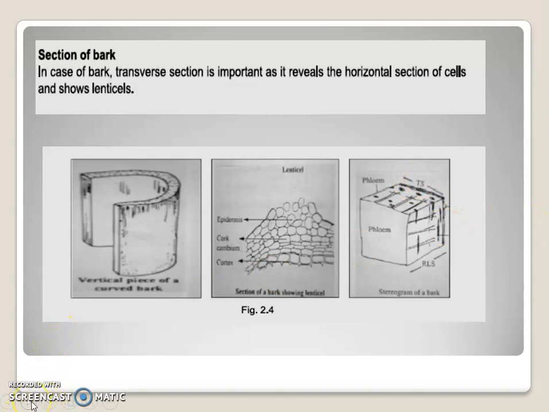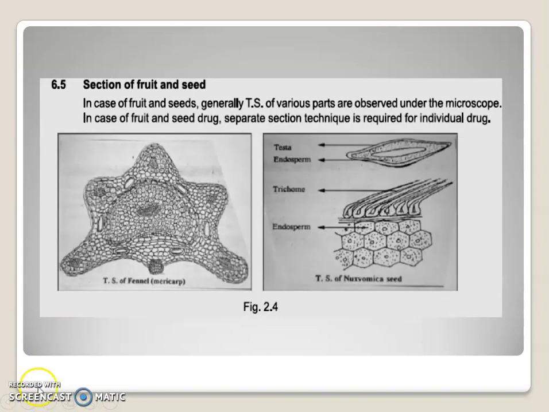When we perform the actual practical, we are going to see it. Then, section of fruit and seeds. In case of fruit and seed, generally TS of various parts are observed under the microscope. In case of fruit and seed drugs, a separate section technique is required for the individual drug. This section is of fennel fruit, where we can see the mericarp. It also contains epidermis, vascular bundles, xylem and phloem vessels.